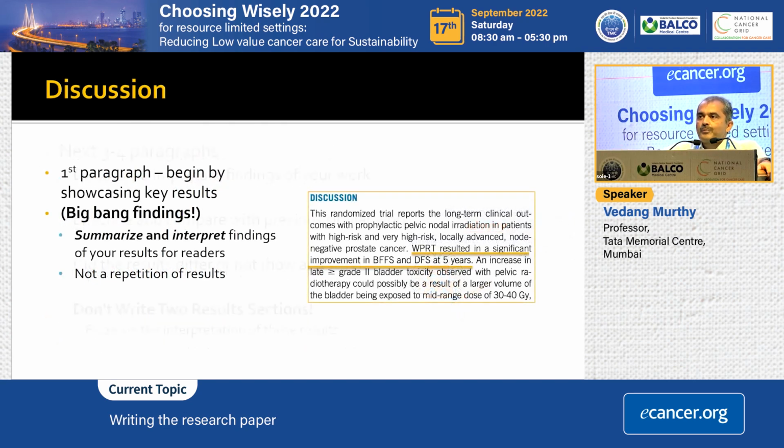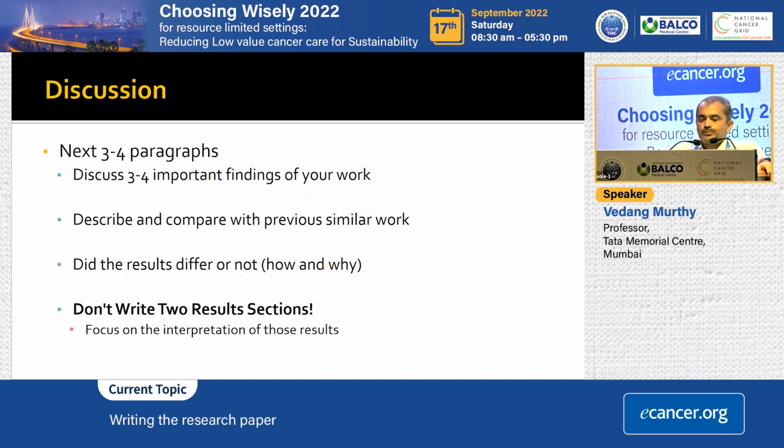Okay, next 3 or 4 paragraphs basically, each paragraph talks about important findings of your work. It describes and compares your work with previous similar work and how the results differed from previous work, if they did, and if they did not, why not, and what are the interpretations of these. Again, I'm saying don't write the results section, just interpret your results and discuss what you found in the discussion section. And as I said, it can be quite tricky. Get help early to write the discussion. Don't avoid your mentors. They would be only happy to help you.